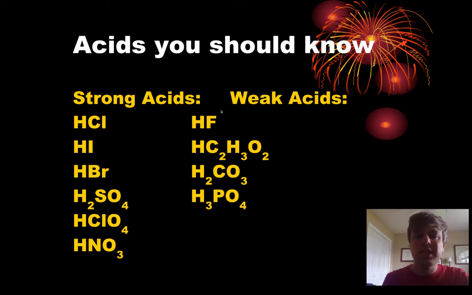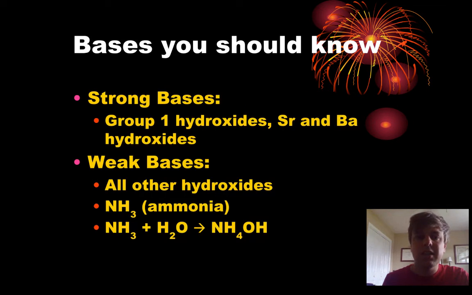Over on the right hand side are weak acids. We have hydrofluoric acid, acetic acid, which is also known as vinegar, carbonic acid, and phosphoric acid. And then when we move to bases, things are going to get a lot easier.